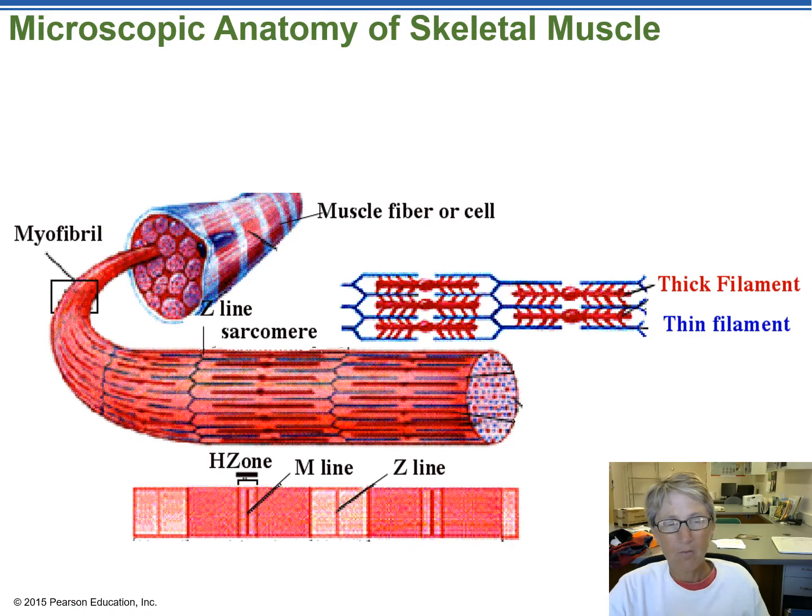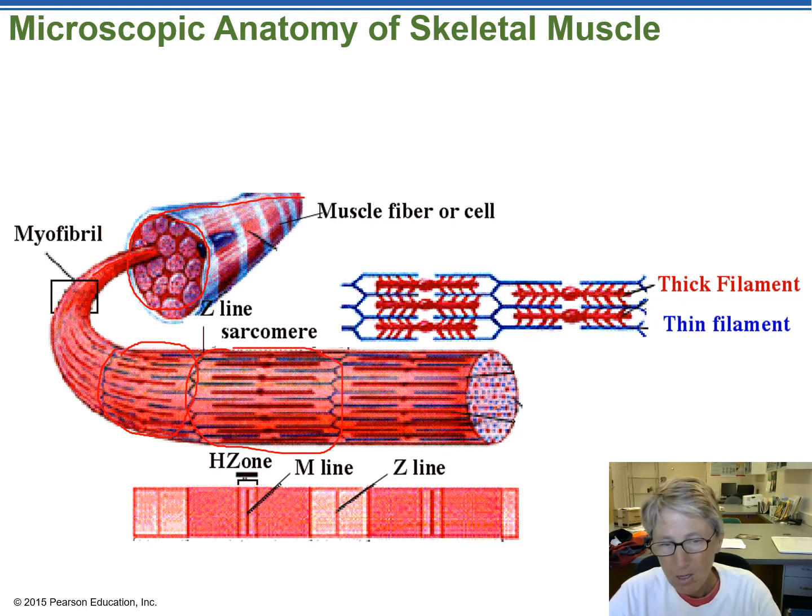So here's a different cartoon that talks about the same thing. Here's the muscle fiber, or the cell. It's cut, and you look inside the muscle cell, and you see that it's packed with these things called myofibrils. And then the myofibrils are made up of these successive functional units called sarcomeres. So remember, a sarcomere goes from Z line to Z line. And then in this cartoon, what makes up a sarcomere are these thick and thin filaments.